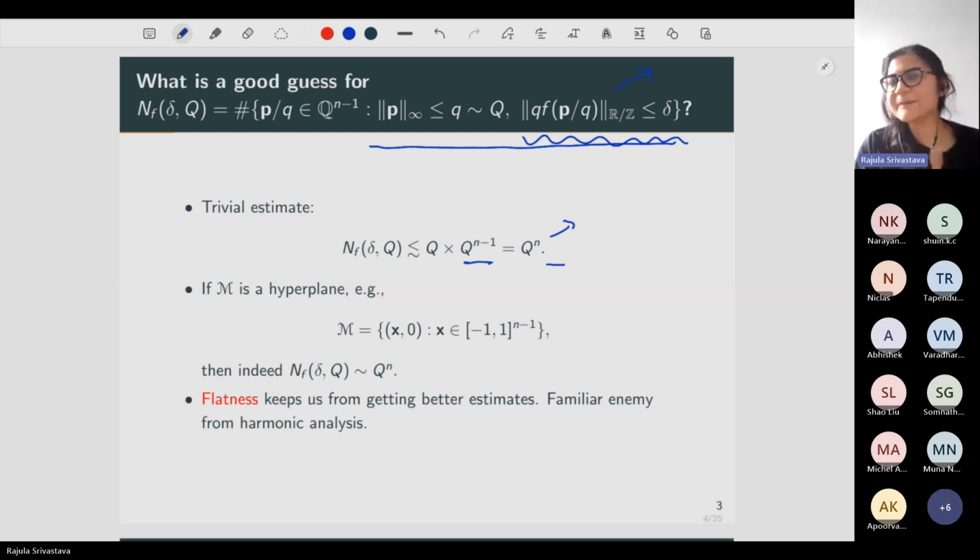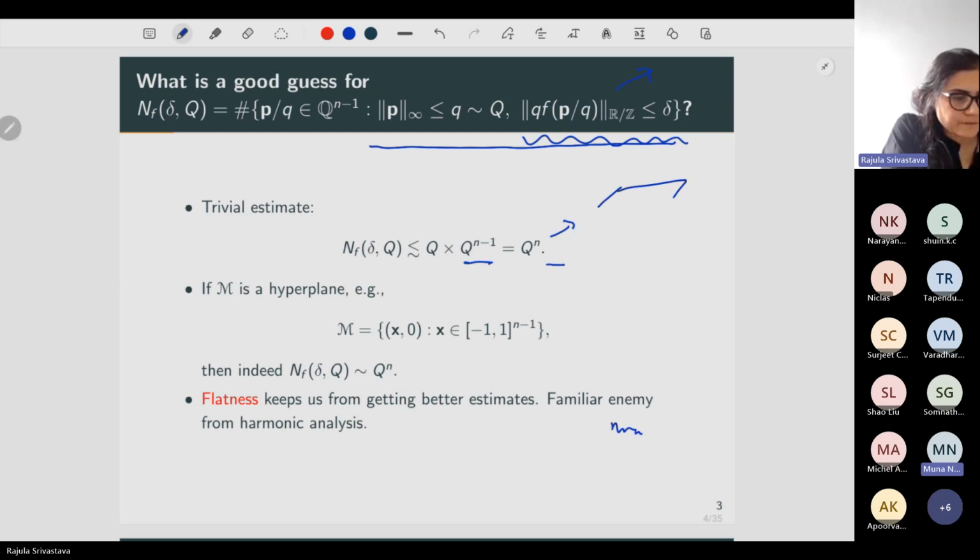And this is an enemy which keeps cropping up in harmonic analysis as well. Curvature is very important to us. So that's kind of an indication about why harmonic analysis could be useful, in some sense a very important indication. No, actually, okay, I missed this point. Could you please repeat this thing? This third one, this one? So when M is a hyperplane, and this part is what?